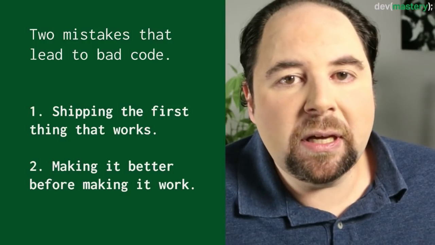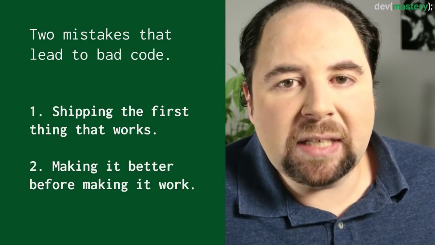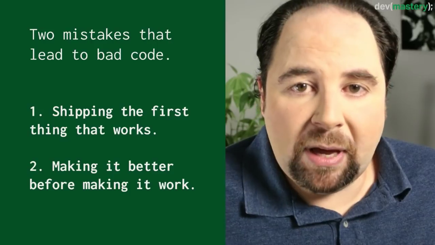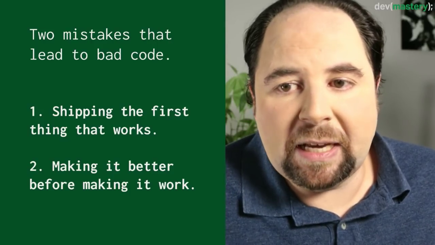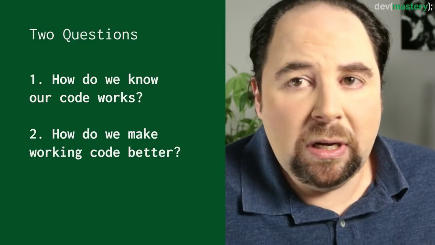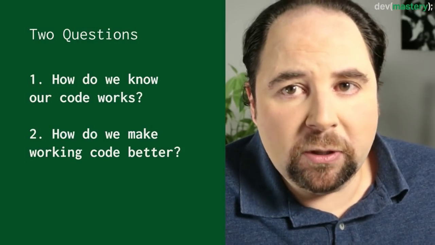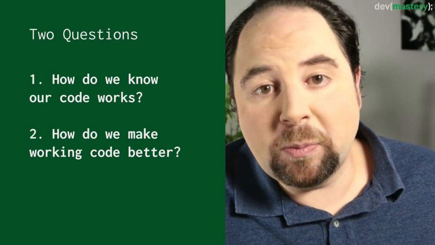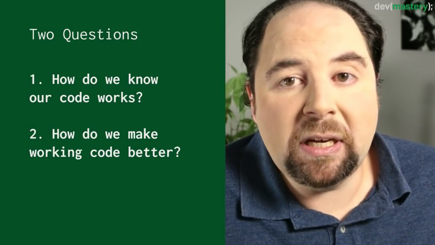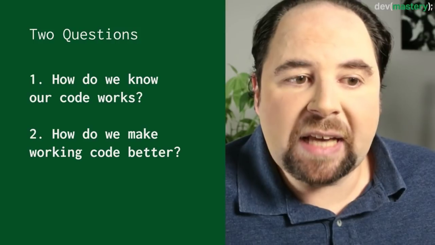So I really think adopting that mindset of first make it work, then make it better is actually going to save you from these two really, really common mistakes. And so two questions sort of come up. The first is, how do we know our code works? So if we say, okay, first make it work, well, what does work mean? And how do we know that the code is actually working?